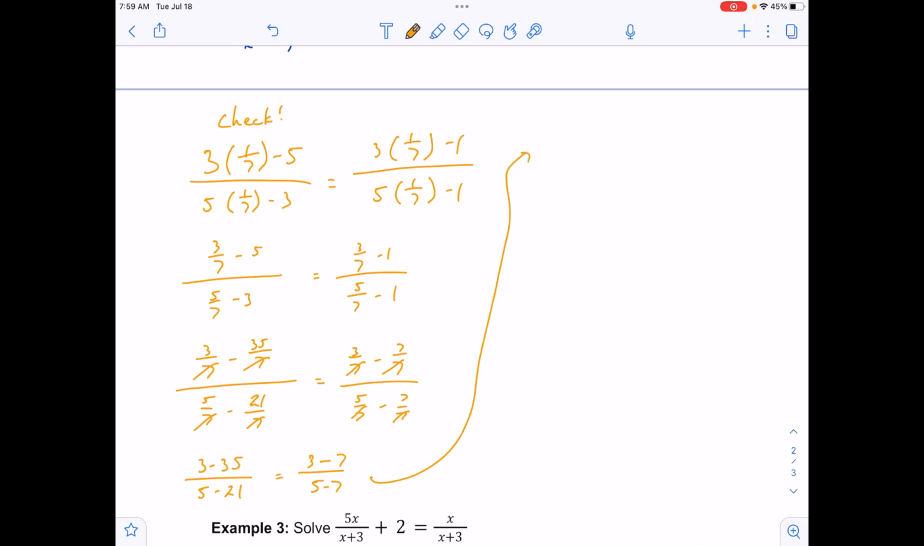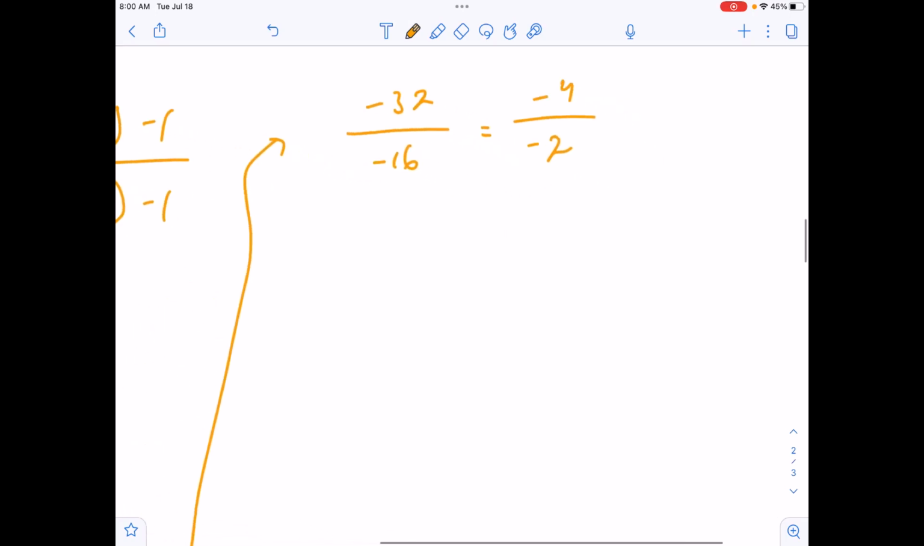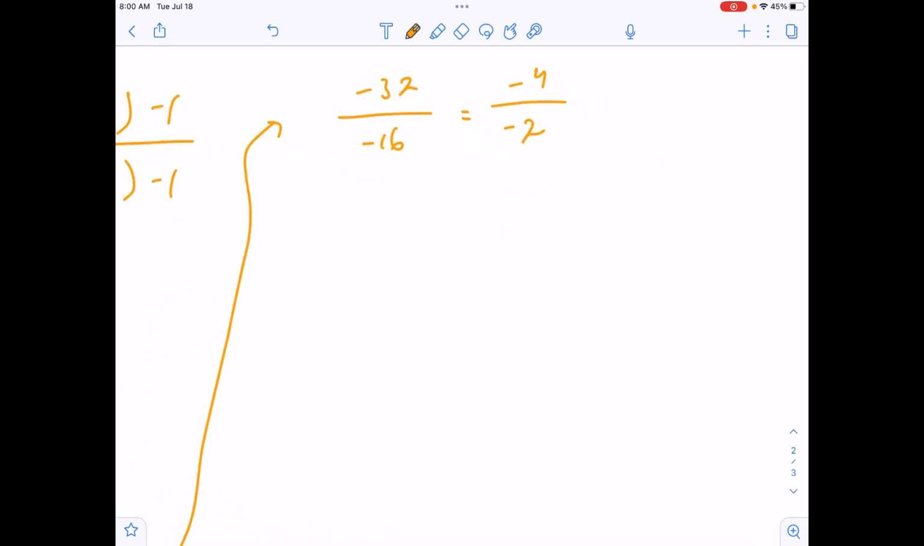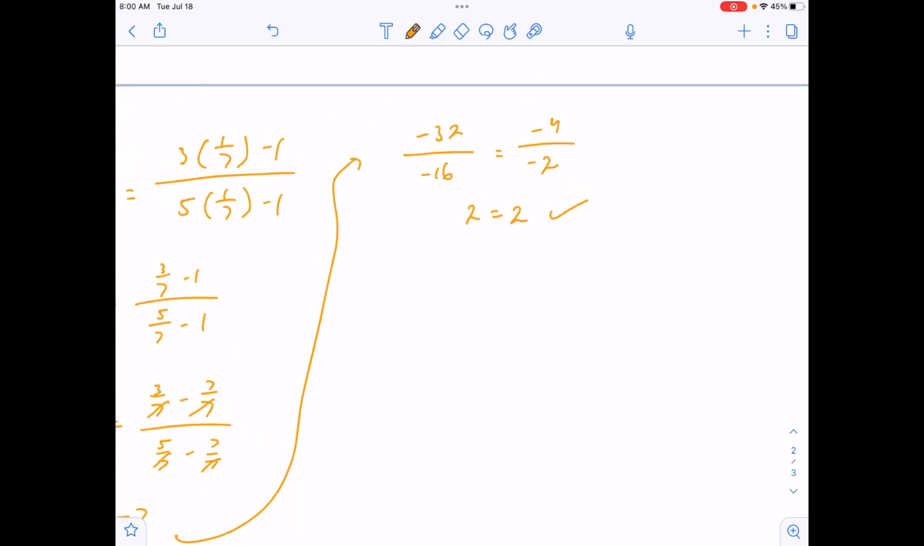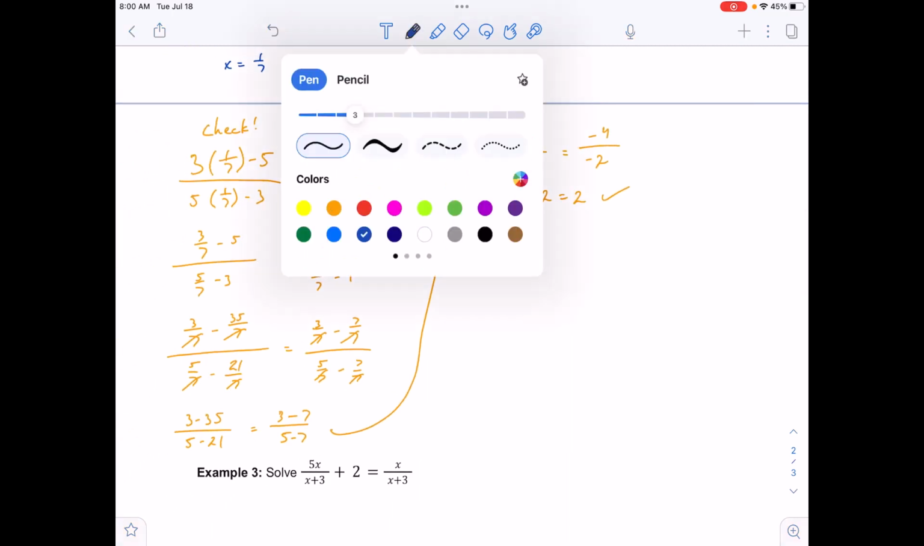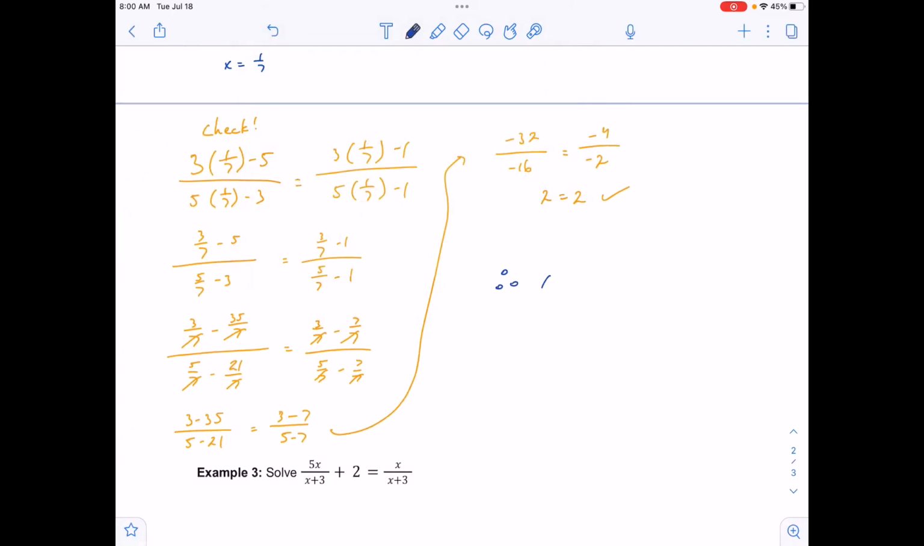Let's scooch up here because I'm running out of room. 3 minus 35 is negative 32. 5 minus 21 is negative 16. 3 minus 7 is negative 4. 5 minus 7 is negative 2. I think we can see we're headed in the right place here. The negatives will cancel out, and I can reduce everything to just be 2. 2 is equal to 2. Our answers are good, so I can write a therefore x is equal to 1 over 7.